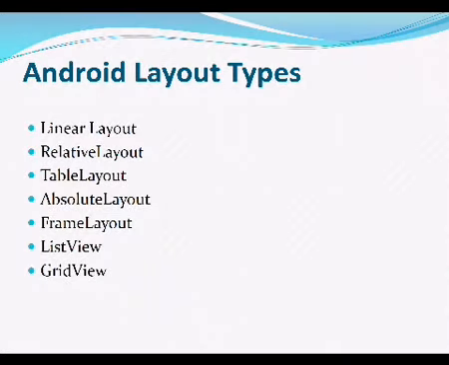So the absolute layout enables you to specify the exact locations of its children. Next, frame layout is the placeholder on screen that you can use to display a single view. Next, the list view. It's a view group that displays a list of scrollable items, and grid view is a view group that displays the items in a two-dimensional scrollable grid.